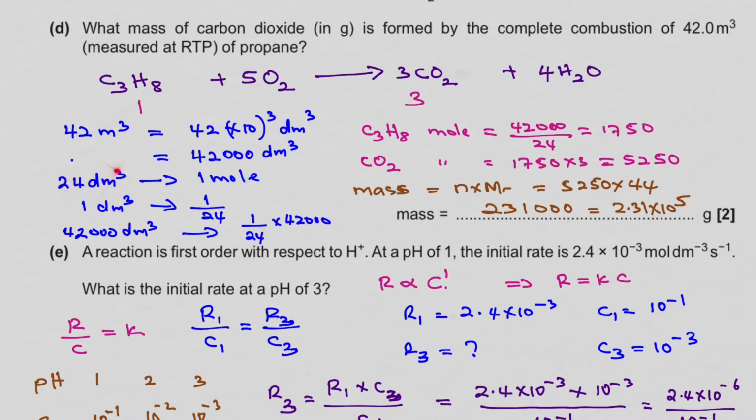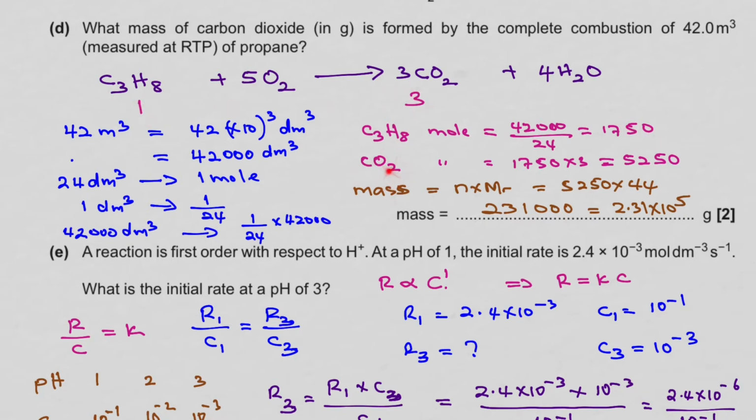We know that 24 decimeter cubed will give us 1 mole. Divide 24 by 24, you get 1 decimeter cubed. That will be 1 over 24. You divide both sides by 24. And you need to multiply by 42,000 to get 42,000 decimeter cubed. And so you're going to get 42,000 over 24 mole. So 42,000 decimeter cubed will give you 42,000 over 24 mole. If that's the case, the moles of C3H8 is 42,000 over 24, which is 1750 mole. Carbon dioxide, this is ratio 1 to 3.